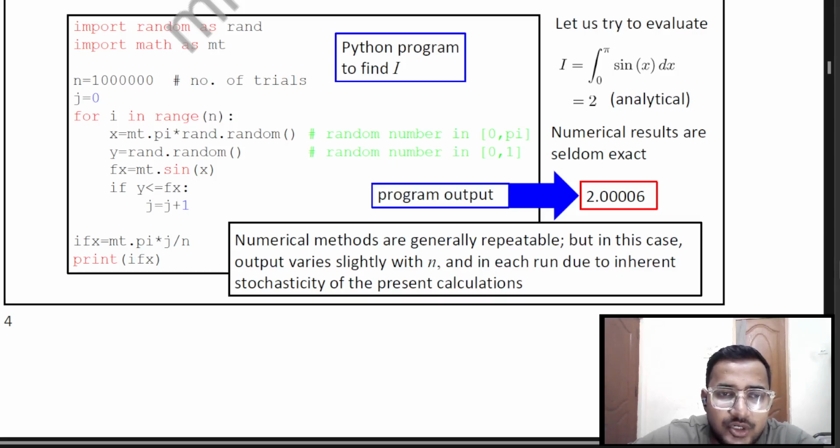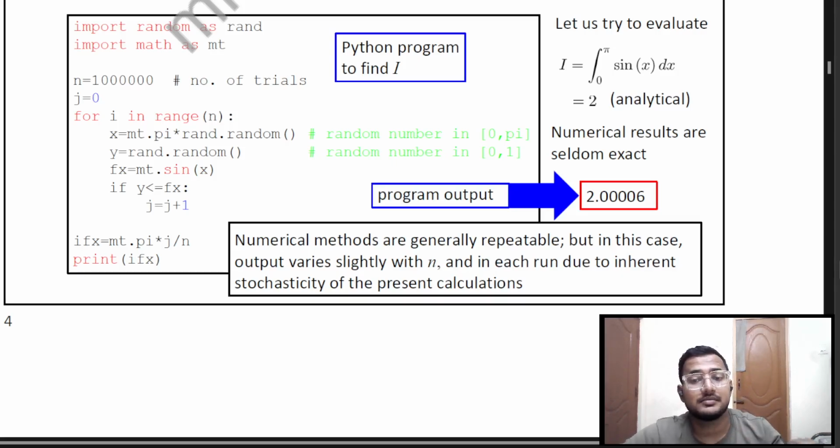And if y is less than or equal to f(x), this is the process we were doing physically by using chewing gums and throwing them on the board, calculating the number of gums below the curve, shown by blue dots, and the total number of gums, and dividing the number of gums below the curve by the total number of gums. That will give the integration, and it will be very close to the exact value.